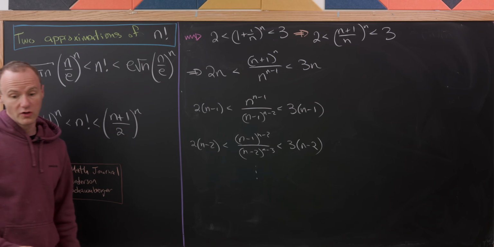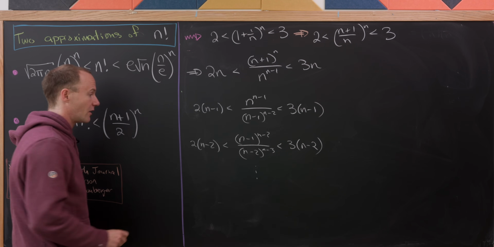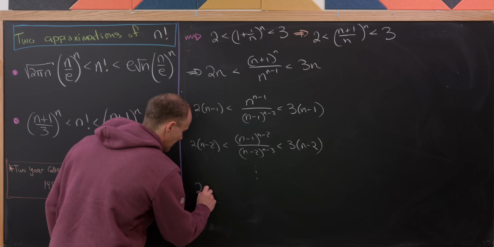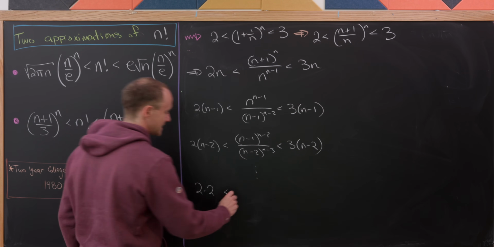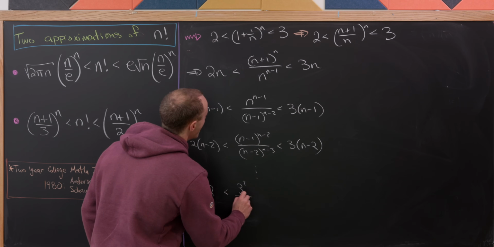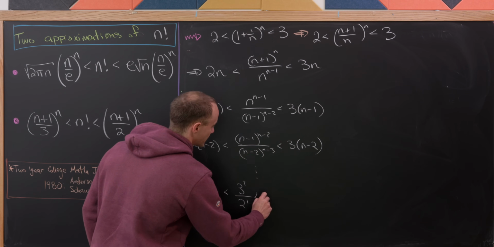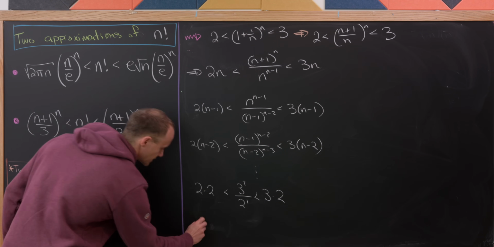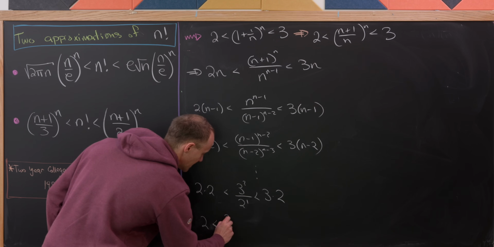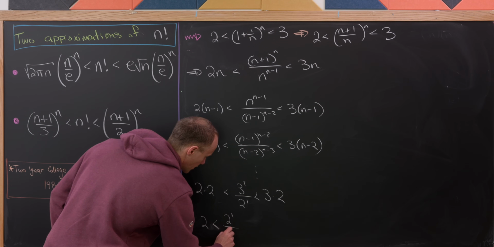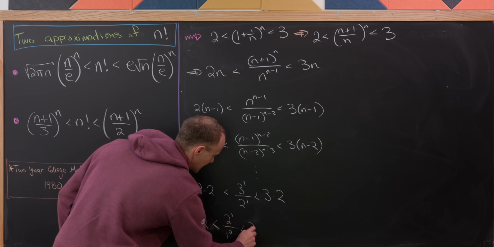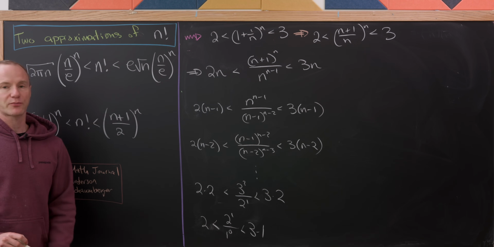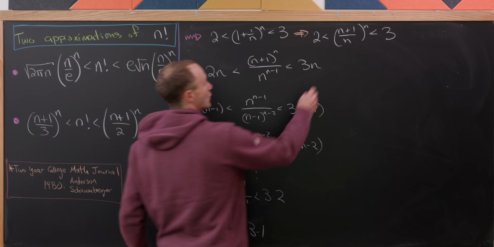Now that goes all the way down to the ground. So the case when n is equal to 2 and then 1. So we'll have 2 times 2 is less than 3 squared over 2 to the first power, which in turn is less than 3 times 2. And then finally, the n equals 1 term says that 2 is less than 2 to the 1 over 1 to the 0, which is less than 3 times 1. But now let's take the product of all of those and see what we get.